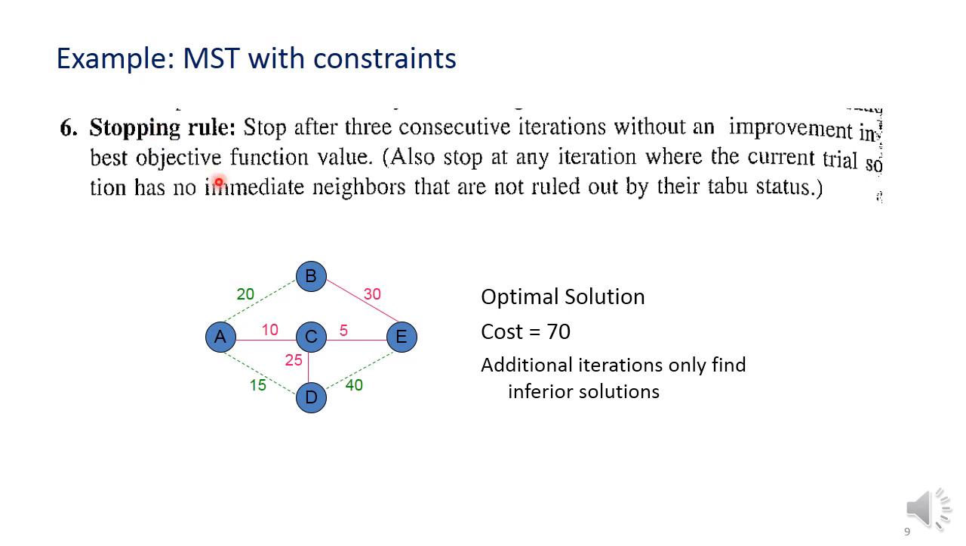Additional iterations, if you do them for this particular taboo search, won't give you better solutions; we will only get inferior solutions. So this is the final optimal minimum spanning tree with constraints for the given problem. So that is about another example of taboo search with minimum spanning tree with constraints. Thank you.